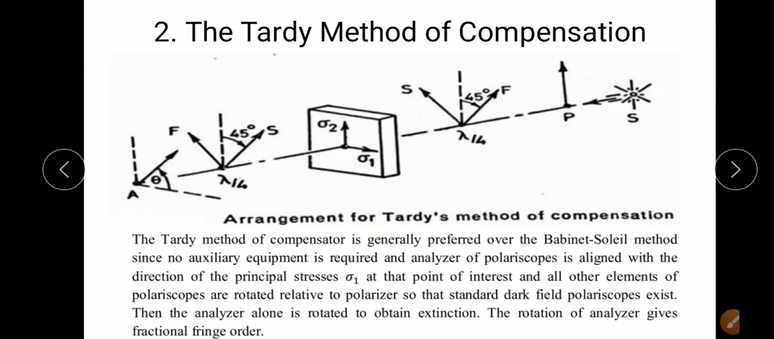Next we move on to the Tardy method of compensation. It is very important. You can see this diagram of a polariscope. You can see one source and a polarizer showing the axis in the vertical direction. This is the first quarter-wave plate, which is at an angle of pi/4, and this is the model under stress, with sigma 1 and sigma 2 as the stresses.